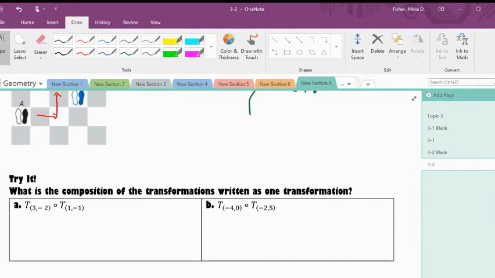So I'll do A with you so that you understand what they're asking. So we did the composition of right 3 and down 2 to the translation of right 1 and down 1. So if we put those together, we really get a translation of right 4 and down 3. So you're just combining the x values and the y values together and getting your new translation. So pause the video and do part B on your own, and then come back and check your answer.